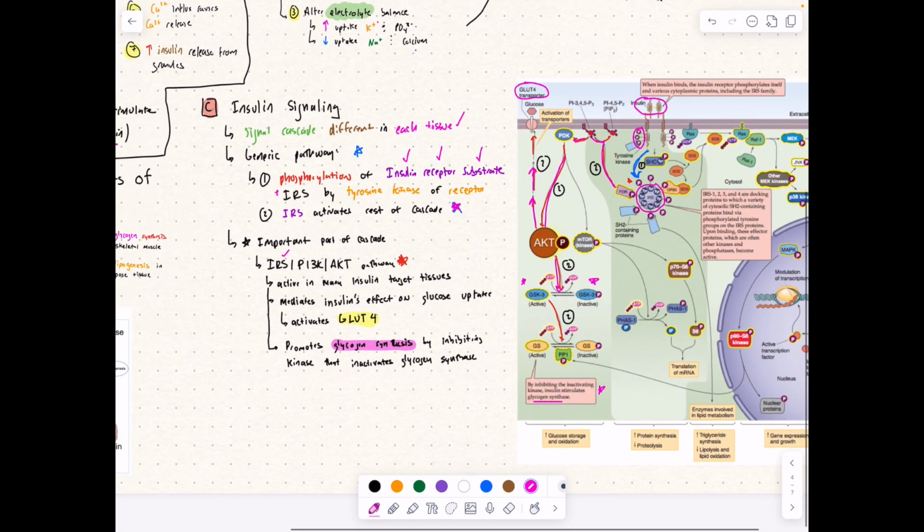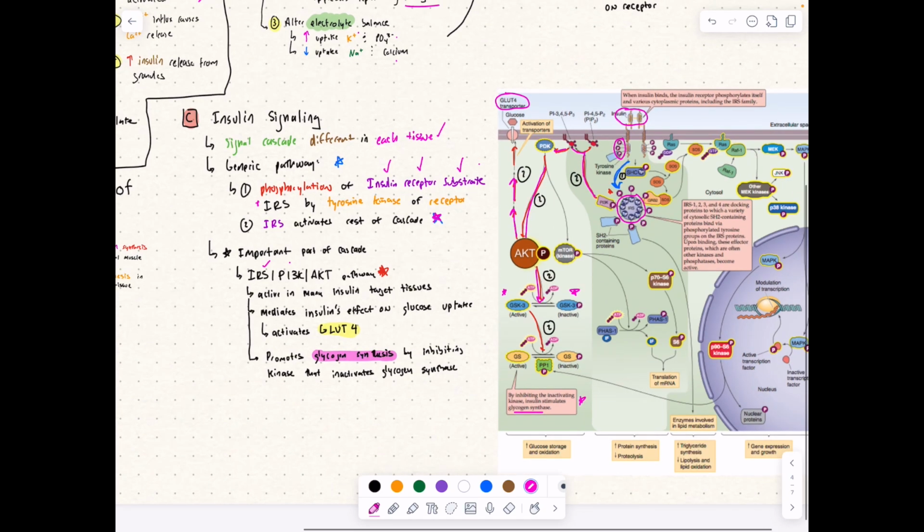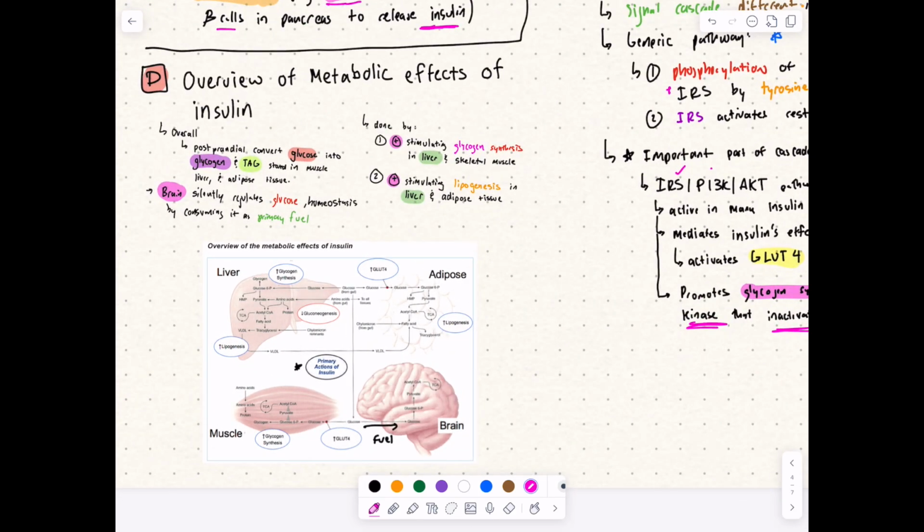Okay, so IRS, insulin receptor substrate, PI3K, AKT pathway. The basic idea is that you're going to mediate the effect on glucose uptake by activating your glucose transporters, getting them inserted into membranes, and then promote glycogen synthase by inhibiting the kinase that inactivates glycogen synthase. All right, so keep glycogen synthase from becoming inactivated.